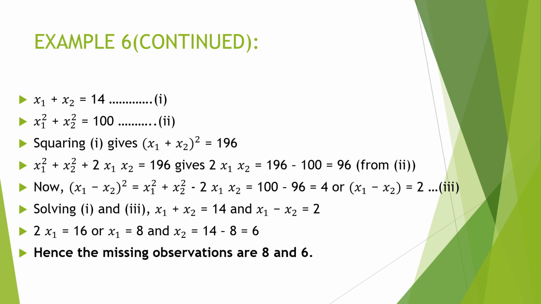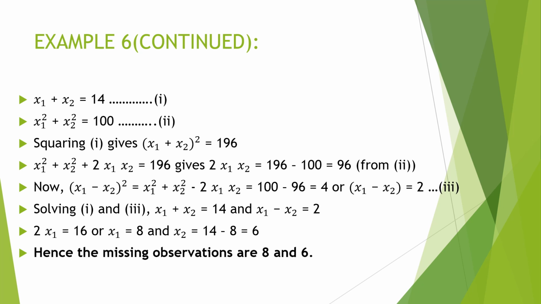Now take (x1 minus x2) whole square. This is also equal to x1 square plus x2 square minus 2x1x2. So put the value of x1 square plus x2 square as 100 and 2x1x2 as 96. So what do you get? (x1 minus x2) whole square is equal to 4, or x1 minus x2 is 2. Now solve equations 1 and 3. That means solve x1 plus x2 is equal to 14 and x1 minus x2 is equal to 2.